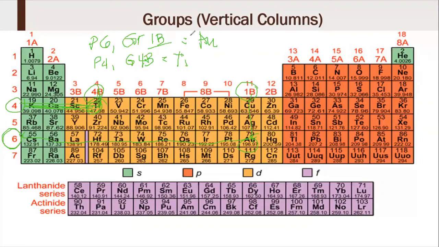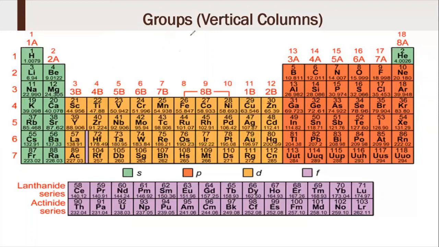Okay? So let's have another example. Okay, let's have period 6, group 2B. Okay, period 6, group 2B. What's the answer? Mercury. Okay, we have mercury. Okay, so ito po yan. Period 6, group 2B. So the answer is mercury.